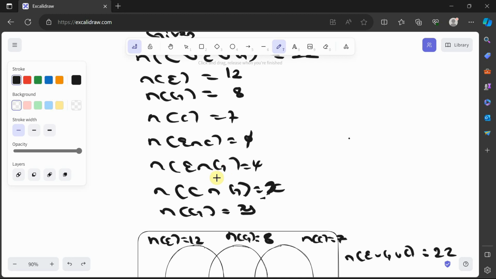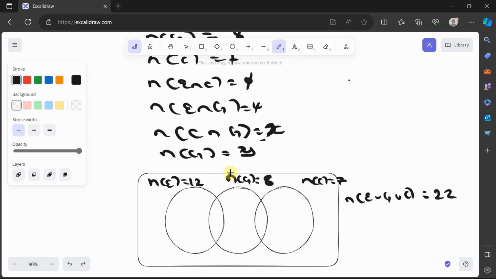Number that study economics and government is 4, so economics and government, this is 4. Number that studied government and chemistry is X, so I'll just put X here. Economics only will be 12 minus 4, which is 8. Government only will be 8 minus 4 minus X, which will be equal to what? 4 minus X. And then chemistry only will be 7 minus X.